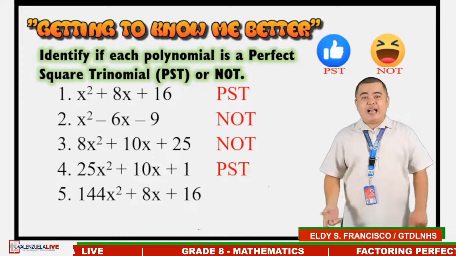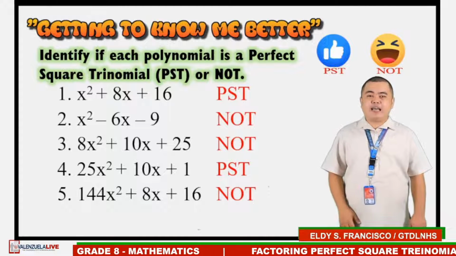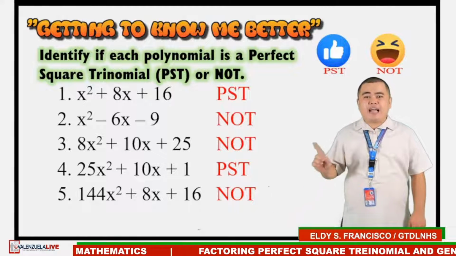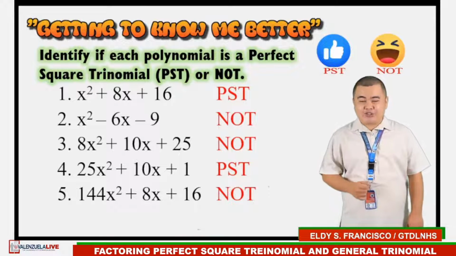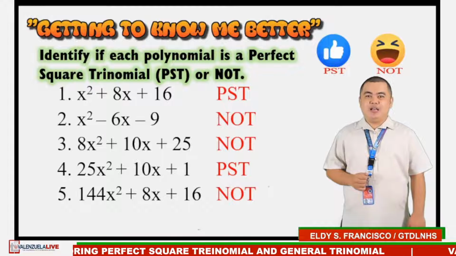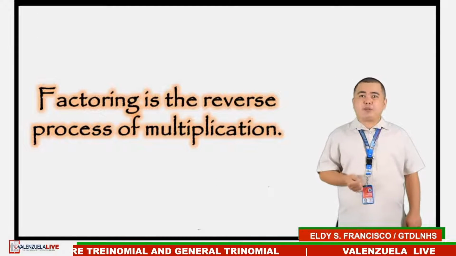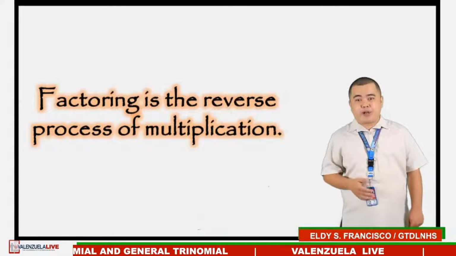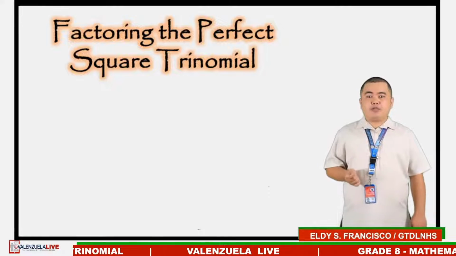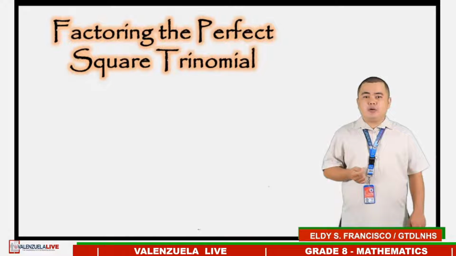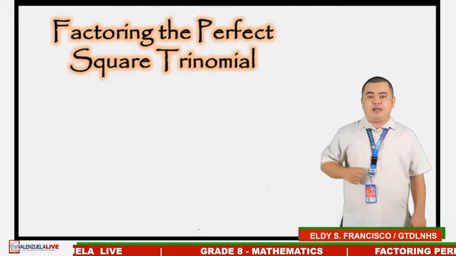Very good. The answer is not, because regardless of the sign, the middle term is not twice the product of the square root of the first and last terms. At this point, remember that factoring is the reverse process of multiplication or getting a product. After we identify a perfect square trinomial, let us now proceed in factoring a perfect square trinomial.